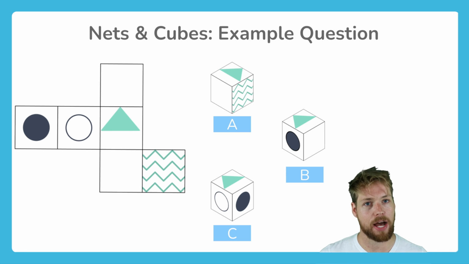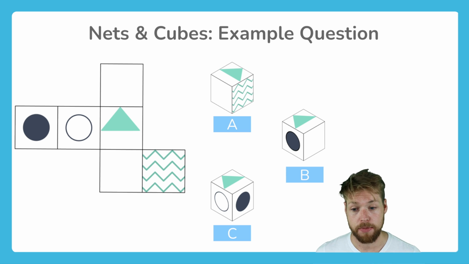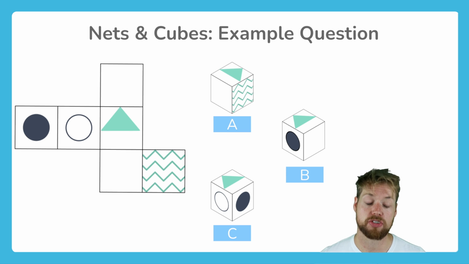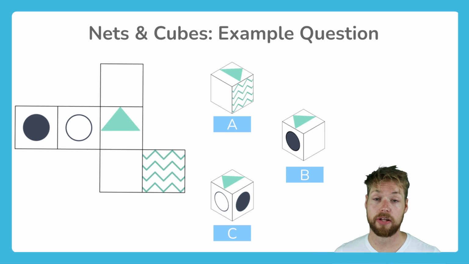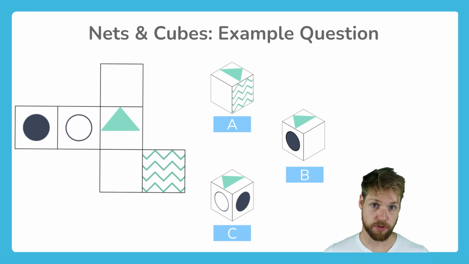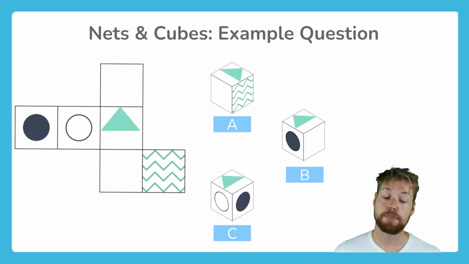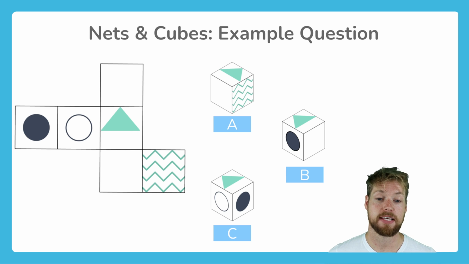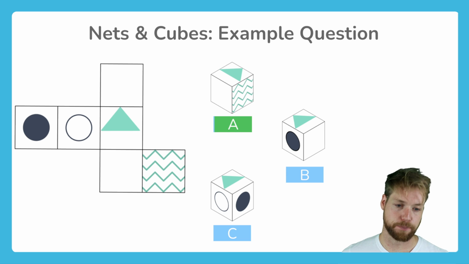Make sure you check out our nets and cubes video to learn the other rules, but opposites is probably the most important. Now, because we know the black circle and the green triangle are opposites on the net, we know they can't be next to each other, so B and C can't be right. Ergo, the answer is A. It's the only one that can be made from that net.